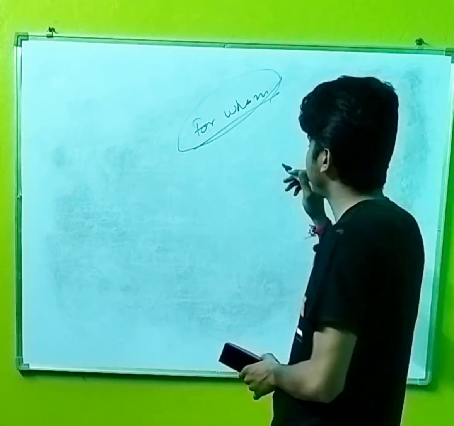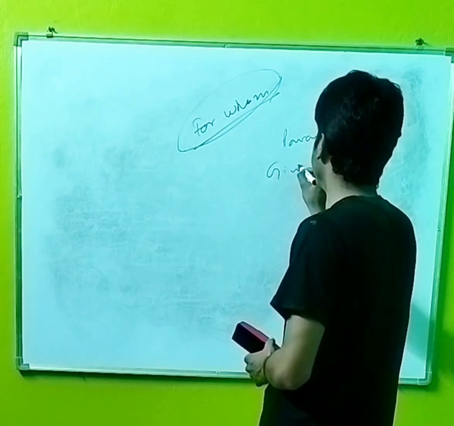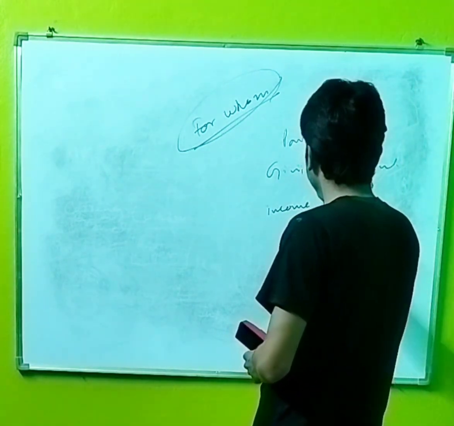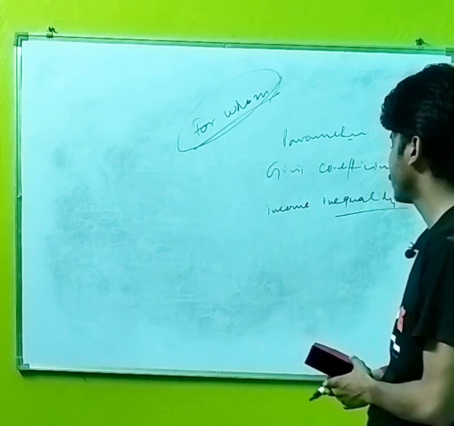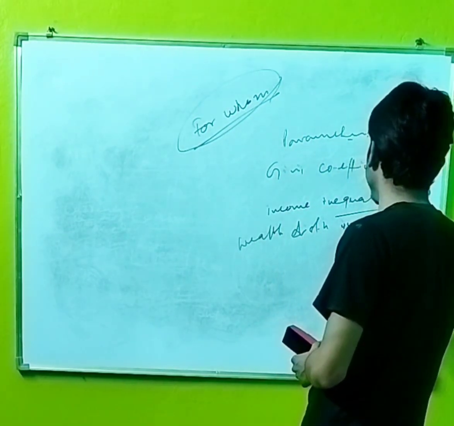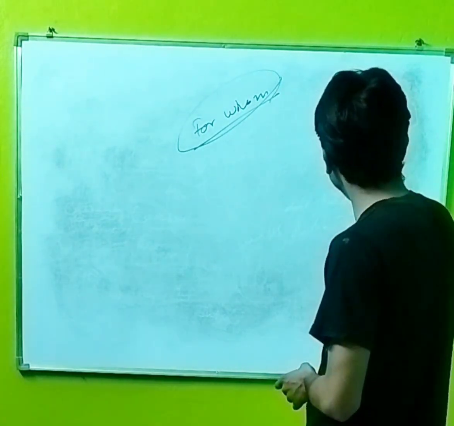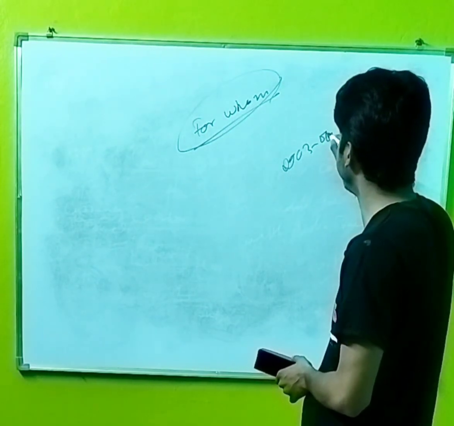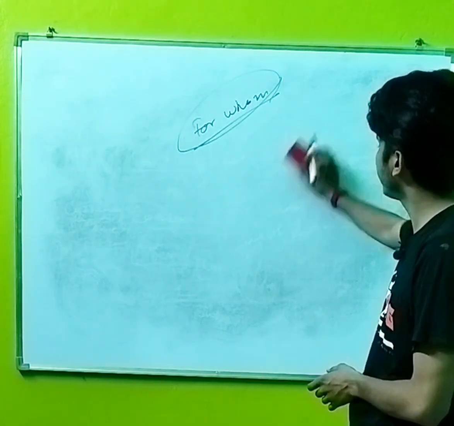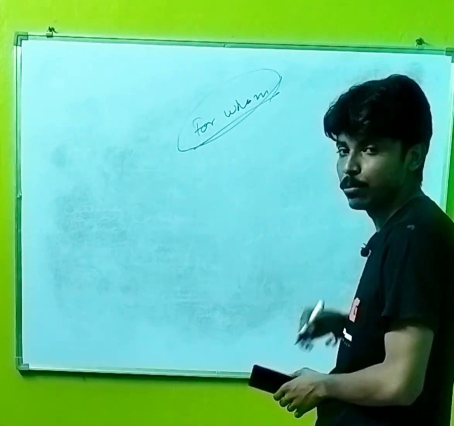Now here, there is a very interesting parameter: the Gini coefficient, that measures income inequality, wealth distribution inequality, etc. For India, this Gini coefficient, based on 2003-4 data, is 0.325. The lower the value, the better the society.